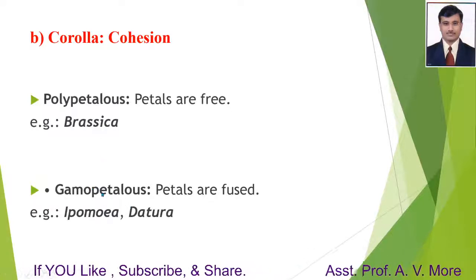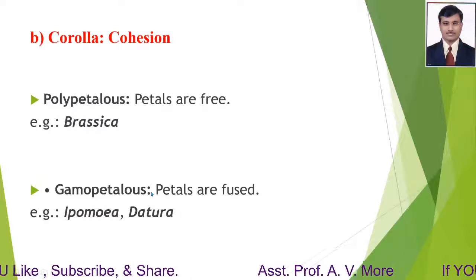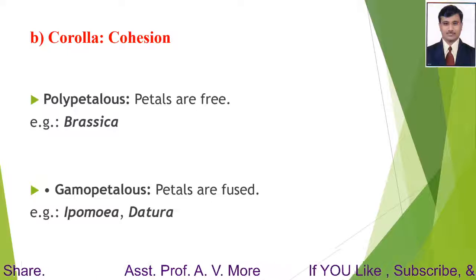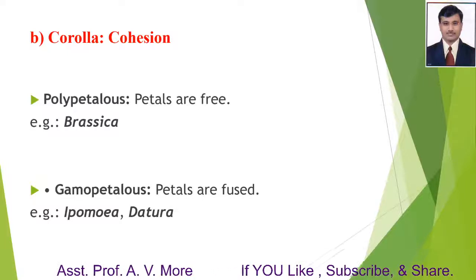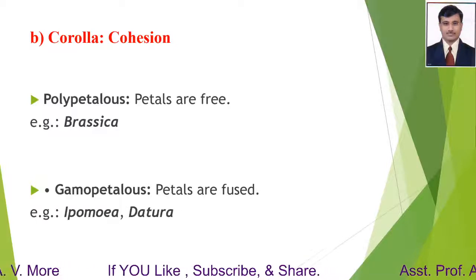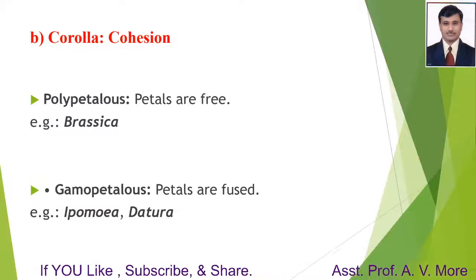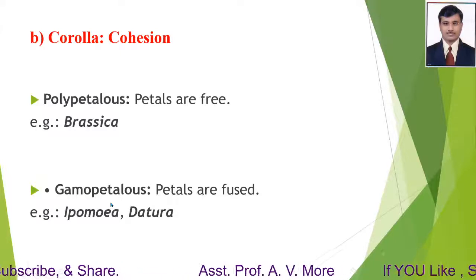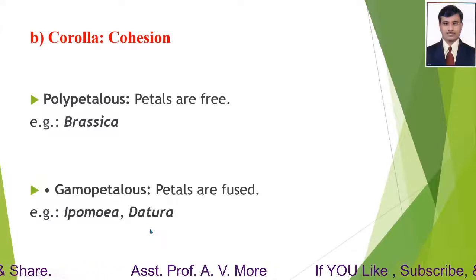Next term, gamopetalous. Gamo means fused, petalous means petal. If the petals are fused to each other, this condition we call gamopetalous condition. Example, ipomoea and datura.